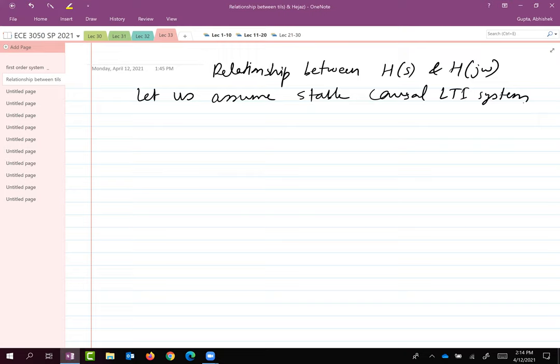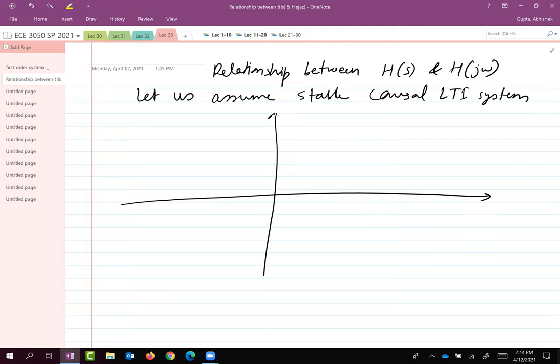So if you have a stable causal LTI system, then both H of S and H of j omega are well-defined. Now, this is my S plane. This is the real part. This is the imaginary part. Here is my j omega. So this is j zero. This is j infinity. And somewhere in the middle lies j omega. And this is my minus one over tau. So this is the pole of the first order system we just talked about.